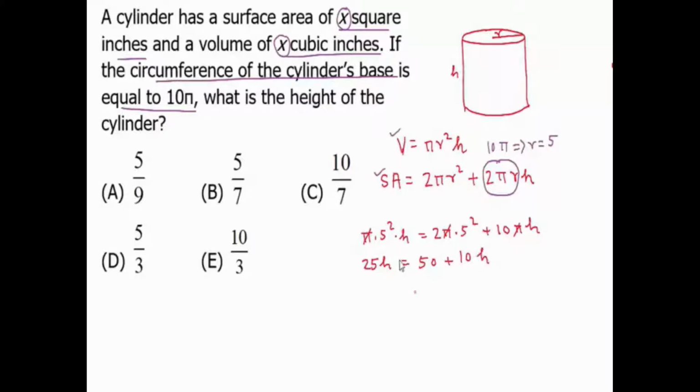You want to get the h on one side, so subtract 10h from both sides, and we have 15h is equal to 50, and therefore h is equal to 50 over 15, which can be simplified. 50 divided by 5 and 15 divided by 5 gives us 10 over 3. So that's the height of the cylinder, option E.